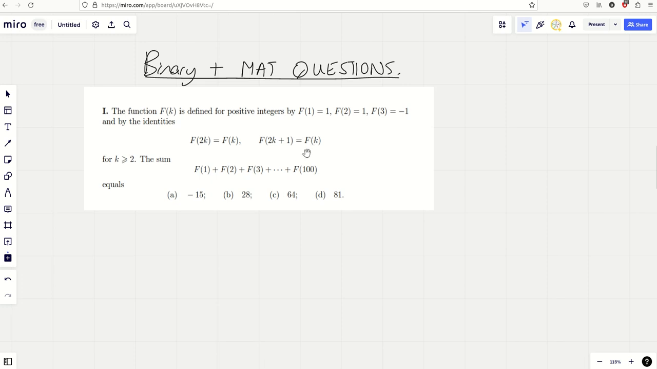Now, initial thoughts when you get this question are like, blimey, this is going to be a really long one. We're basically building up all the values from f of 1 up to f of 100, and they're obviously all taking the values of 1, 1, or minus 1. Clearly, minus 1 is the awkward one, and clearly that starts at 3.